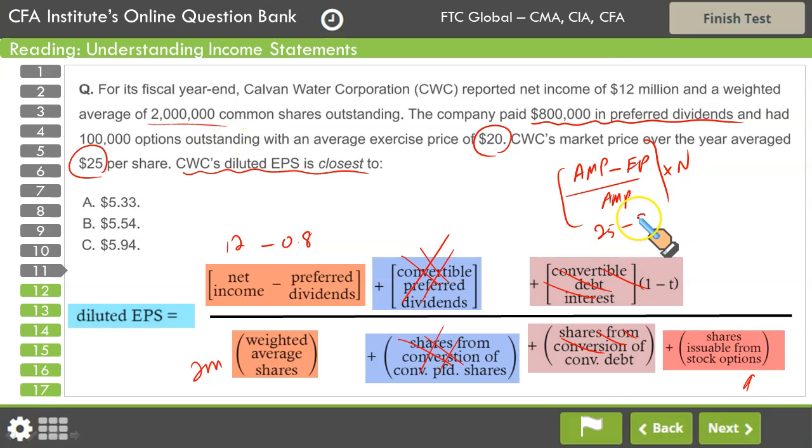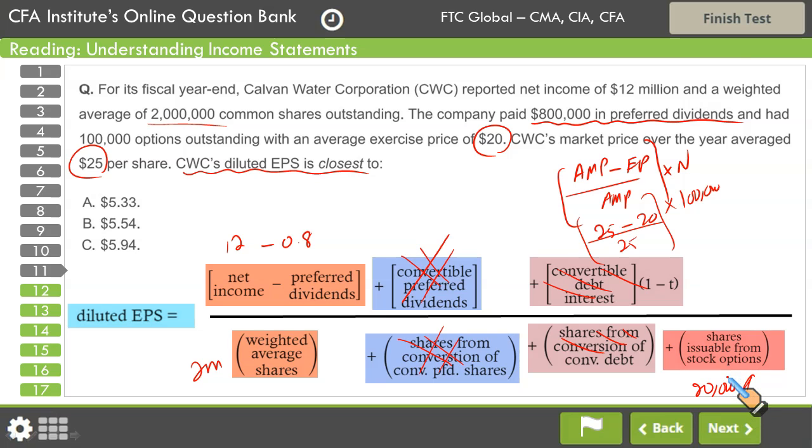Exercise price is 20. Average market price is 25, and multiply this with the number of options outstanding. Each option, each share. So if you simplify this, 25 minus 20, that is 5. 5 by 25 times 100,000. It means it will add 20,000 additional stock.